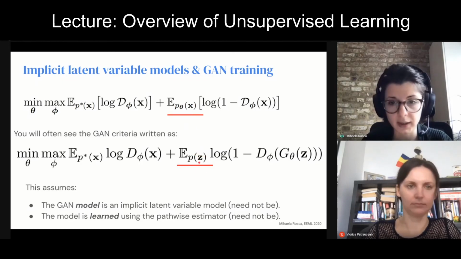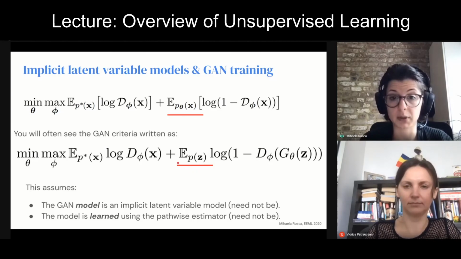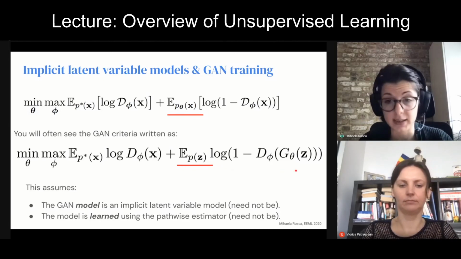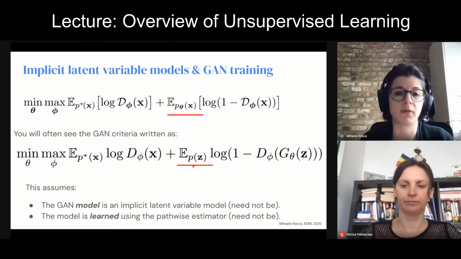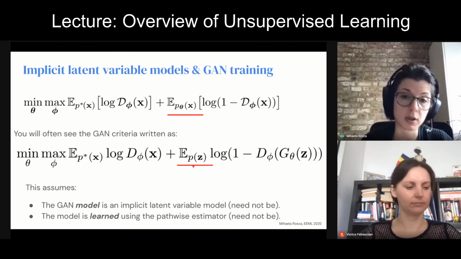And specifically, you are assuming that you're going to use the pathwise estimator because now you'll be able to switch the order easily between latents, between the expectation and the gradient. So you're able to train your model, and you have an implicit latent variable model. So you don't have a likelihood, you don't need it for this objective. So while often GANs are written like this, they need not be implicit, and you need not use the pathwise estimator to train your GANs. So there is, again, a bit of a confounding between the objective, the model, and the learning principle.